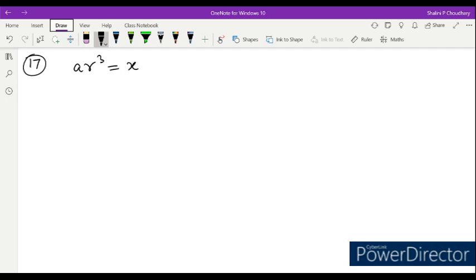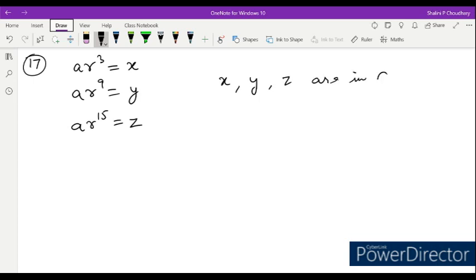That is equal to x. The 10th term will be a r to the power 9, that will be equal to y, and the 16th term will be equal to a r to the power 15, that is equal to z. Now what we have to do, we have to find whether x, y and z are in GP. If x, y, z are in GP, if and only if there is some common ratio, meaning y upon x is equal to z upon y. So we have to check this.